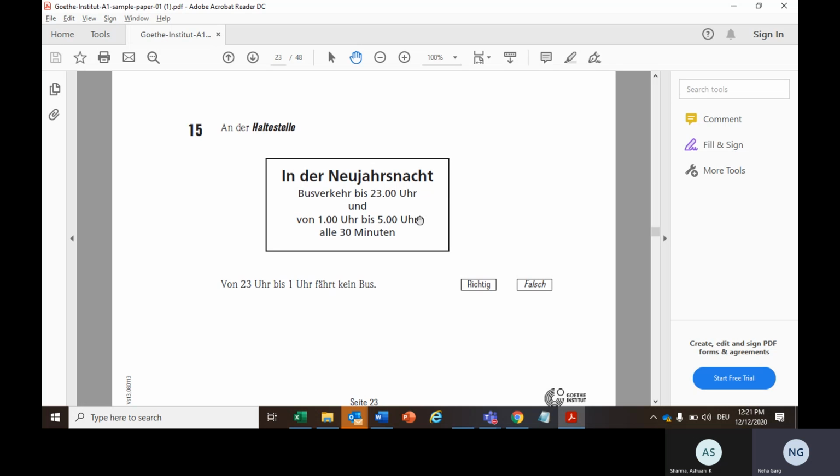Now read the statement. Is it correct or wrong? Von 23 Uhr bis 1 Uhr fährt kein Bus. From 11 to 1, no bus runs, which means you cannot board the bus. There is no bus. Der Bus fährt nicht. The bus is not available. Richtig oder falsch? Yes, richtig.